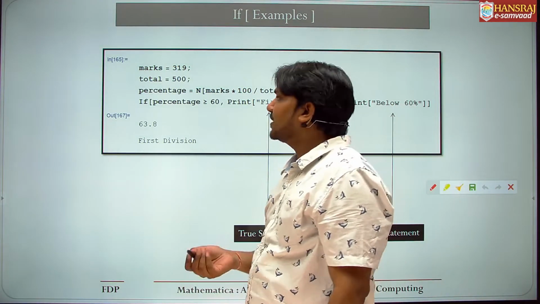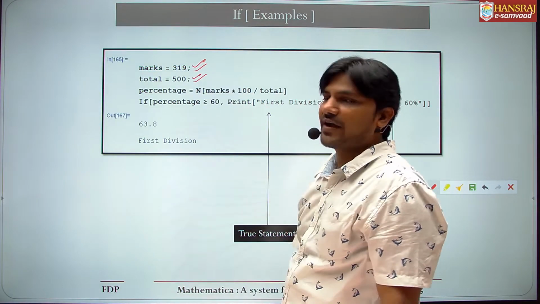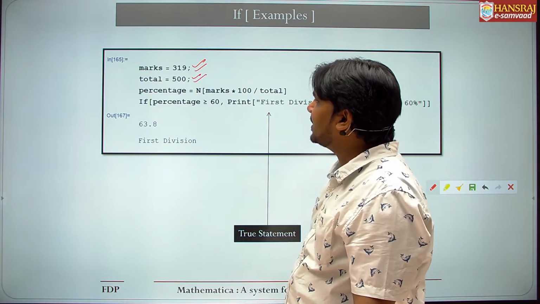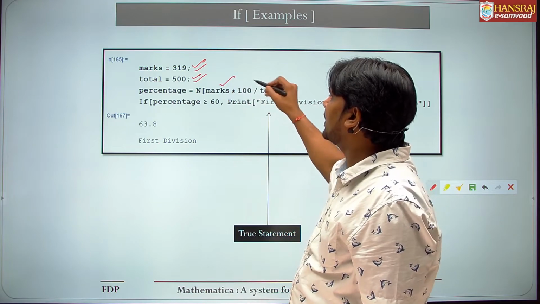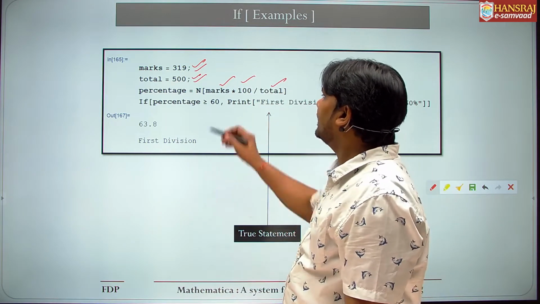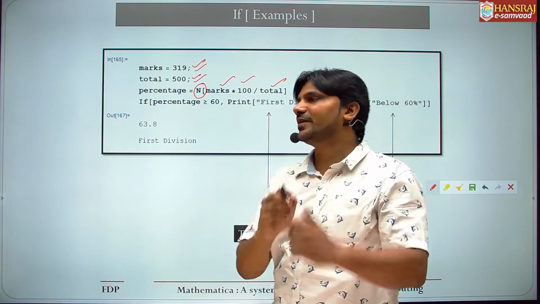let's say a student has marks 319 and the total marks are 500, that means maximum marks, and you want to find out the percentage. Then you will apply the formula for percentage, that is nothing but marks into 100 by total. So that is the basic formula, right? And you will put n here because you want to find out the real value for that.